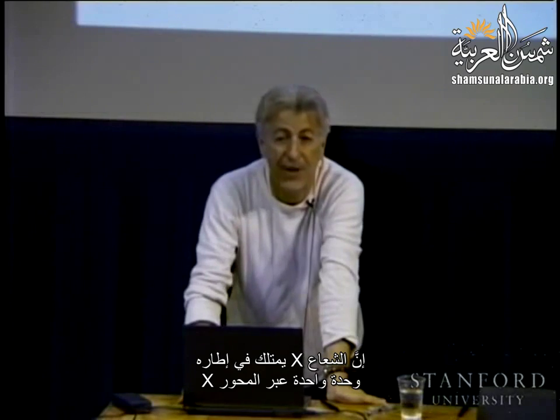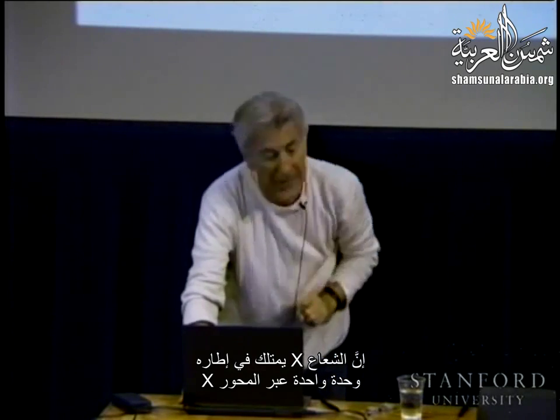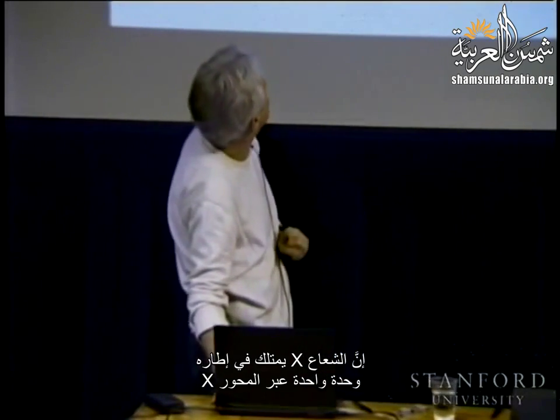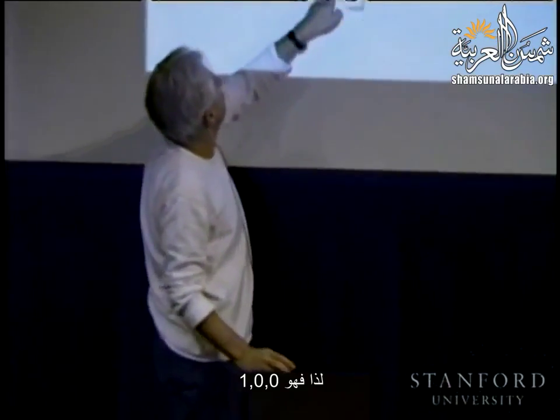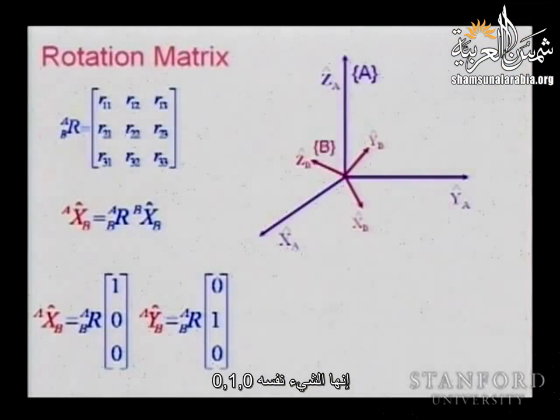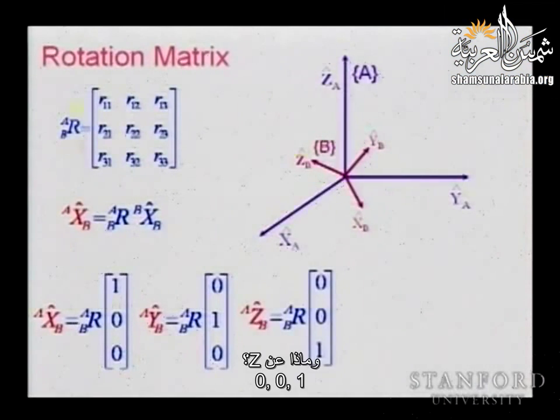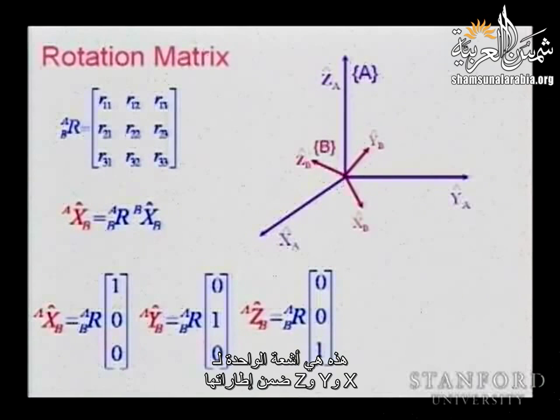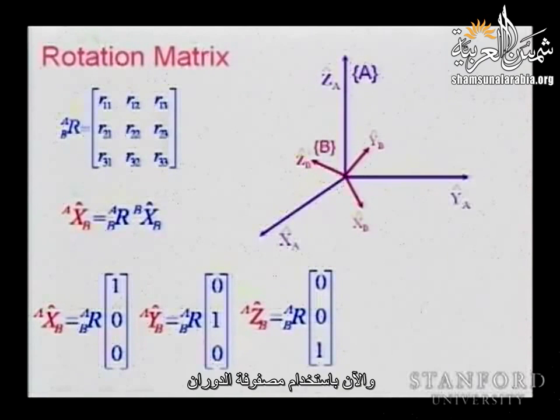What is xb in B? 1, 0, 0. The x vector in its own frame has 1 unit along the x direction, so it's 1, 0, 0. What about y? It is the same thing, 0, 1, 0, right? About z, 0, 0, 1. These are the unit vectors x, y, z in their own frame, right? And now, using the rotation matrix, we have their components in the A frame.